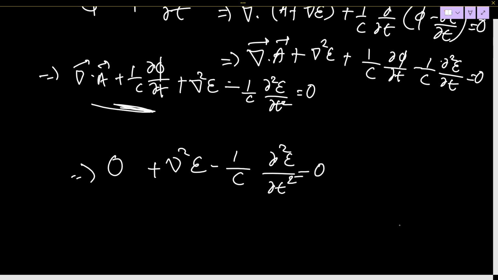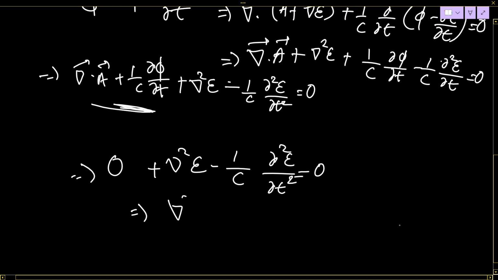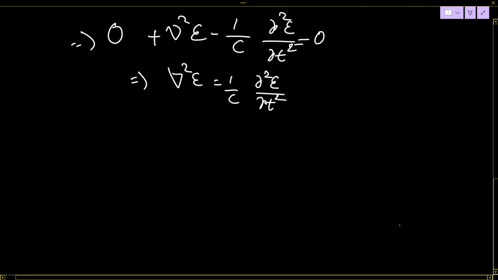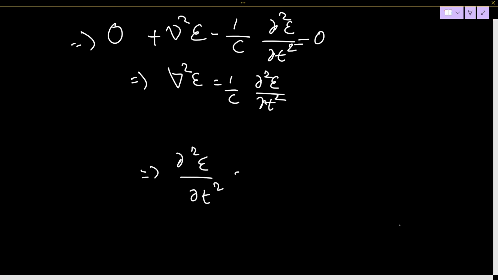Is equal to 0. Okay, so del square E is how much then? Del square E is equal to 1 by c square del square E by del t square, isn't it? Okay, so from here we can write that del square E by del t square is equal to c del square E. Okay, so we have to put those values that are in the options, right?